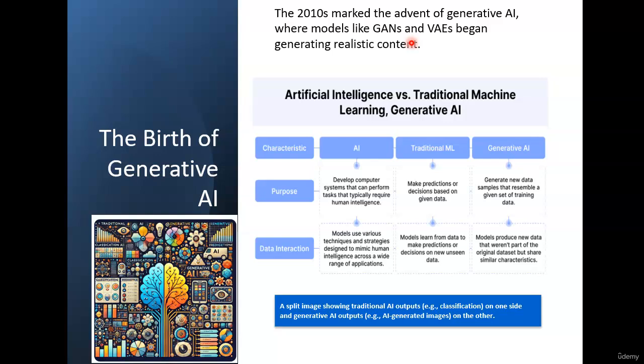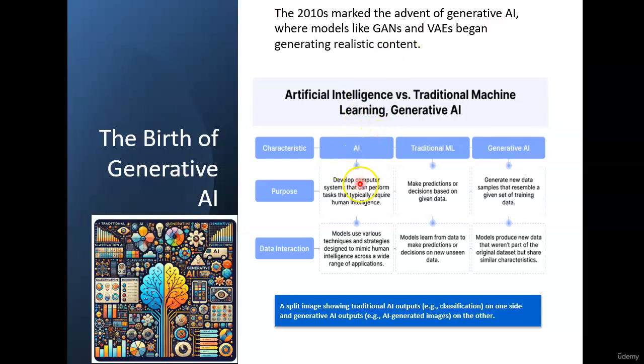It allowed AI to move beyond analyzing and predicting data to actually creating it. Generative AI opened up new possibilities for innovation in industries such as entertainment, marketing, and design. So here is some difference we see.